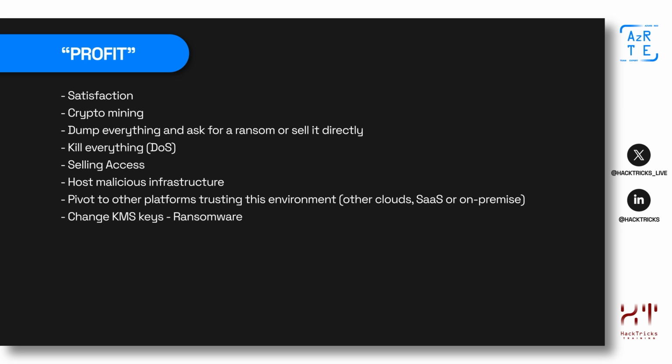The most common for-profit actions that real attackers will perform are mining cryptocurrencies, dumping all the data and then asking for a ransom to not leak it, or selling the data directly, killing everything causing a DoS over the whole infrastructure, selling access to the infrastructure, using the infrastructure to perform other attacks. They use KMS keys in order to encrypt all the data and ask for a ransom to decrypt it. So basically, with this information, you could now start writing your report and make the organization management worry about what could happen if an actual attacker had performed the red team that you have finished.